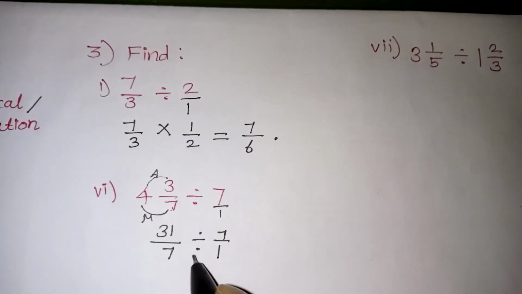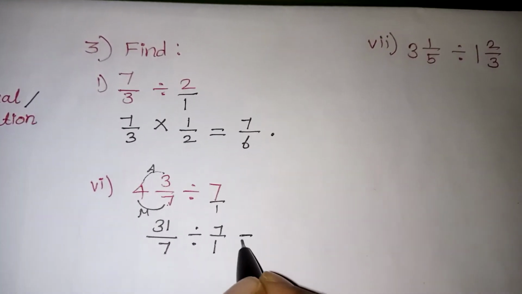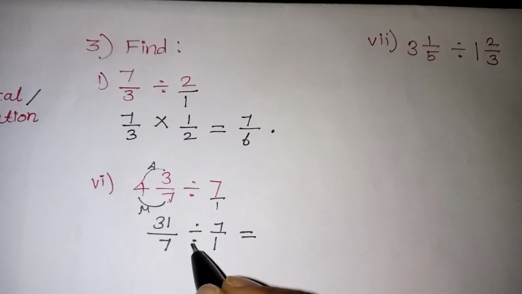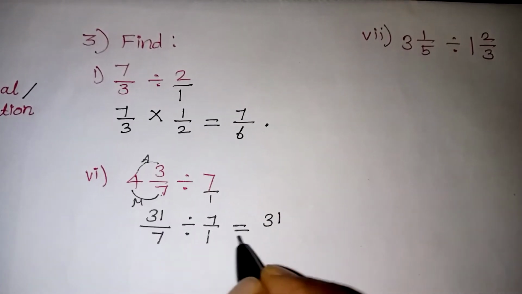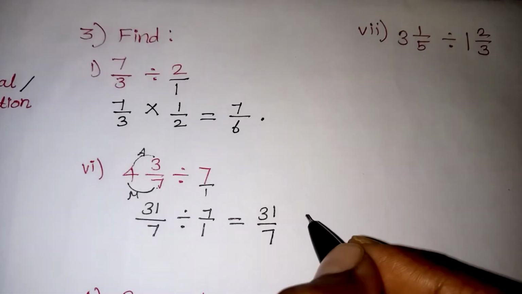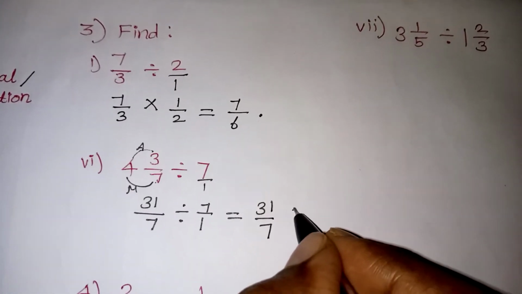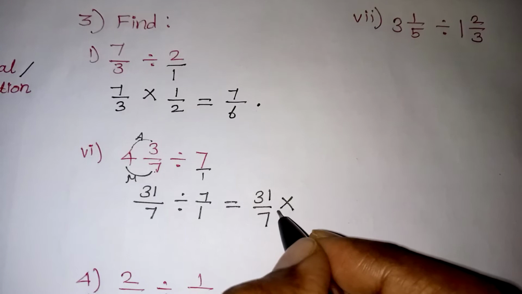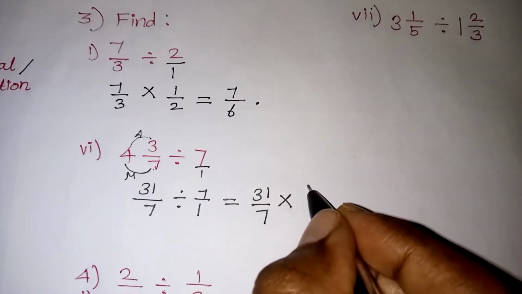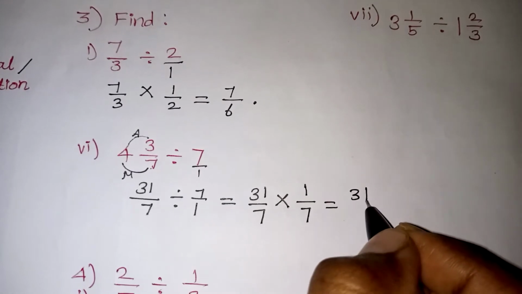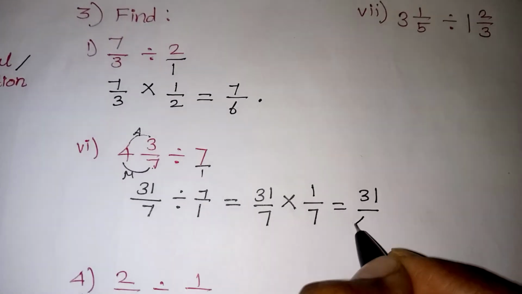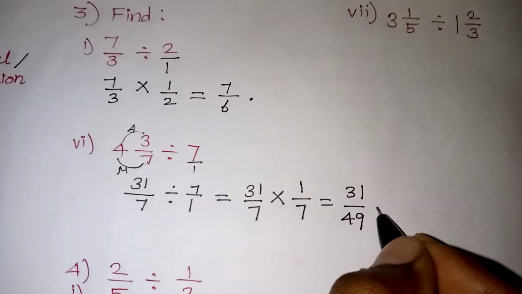Now after converting the mixed fraction into improper, we have to go for the sign change. This division sign I am going to change into multiplication. So the first term will come as it is. 31 by 7 will come as it is. Division became multiplication, because of this the second term alone will become reciprocal, 1 by 7. So 31 1s are 31, 7 7s are 49. So that is your correct answer.